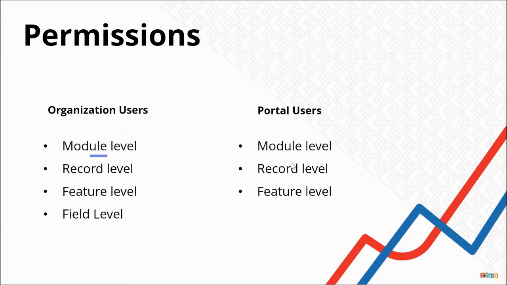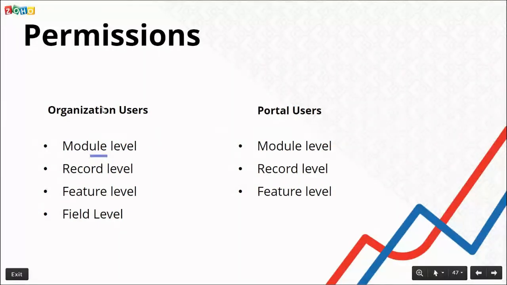So coming to the permission sets, when you take the organization users, you can see the difference. The organization user will have module level permission, record level permission, feature level permission, and field level permission. But with respect to the portal user, field level permission will not be available, right? So let me quickly take you into the application.